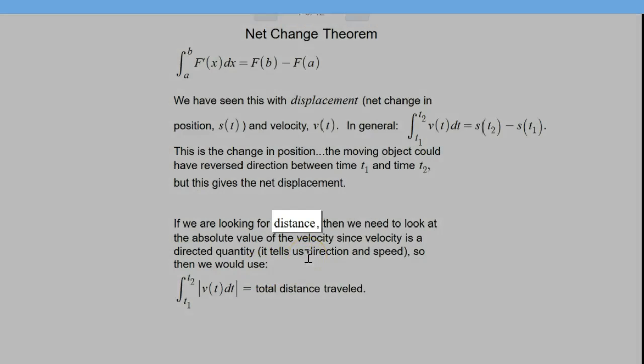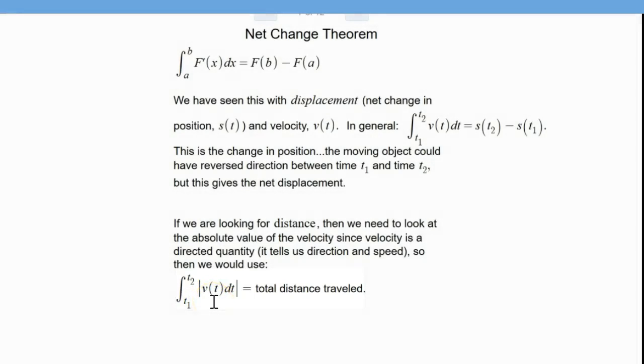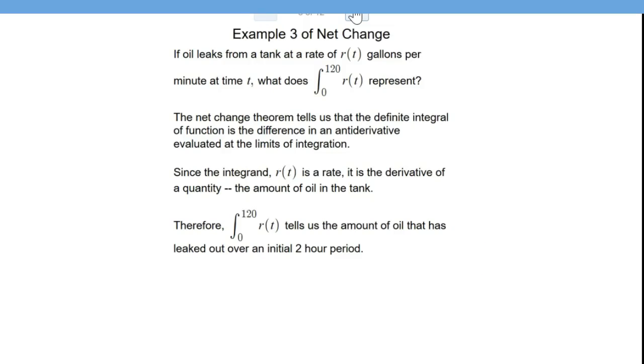So when you look for distance, you're going to find the absolute value of the velocity function, because remember, when a particle's changing direction, its velocity changes sign. So if we take the velocity's absolute value, we're taking the total distance it travels, and we're not considering that it turned around. For this example, we're told that oil leaks from a tank at a rate of R of t gallons per minute at time t.